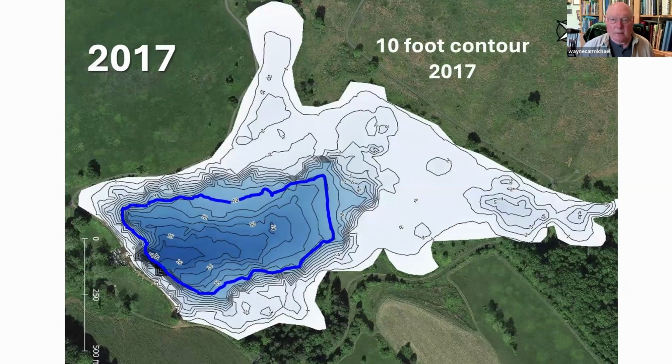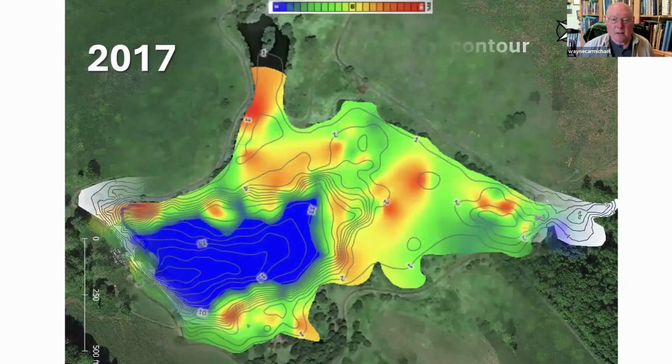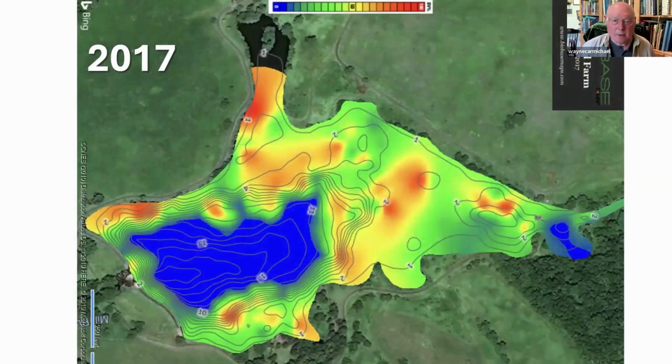Initially, this is what the 10-foot contour line looks like in 2017, keep in mind. But the macrophyte profile looked like this, the weeds. The darker colors, the reds and the oranges, all the way up to almost 100% coverage. Only the blue areas had open water. So we wanted to affect a removal of that macrophyte population. And of course, part of that is removing the sediments.